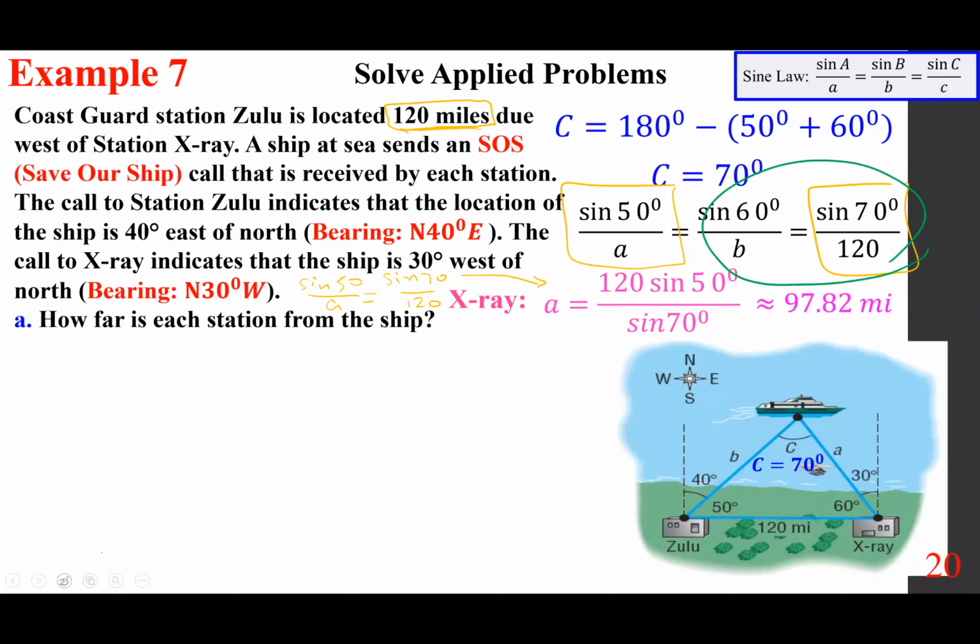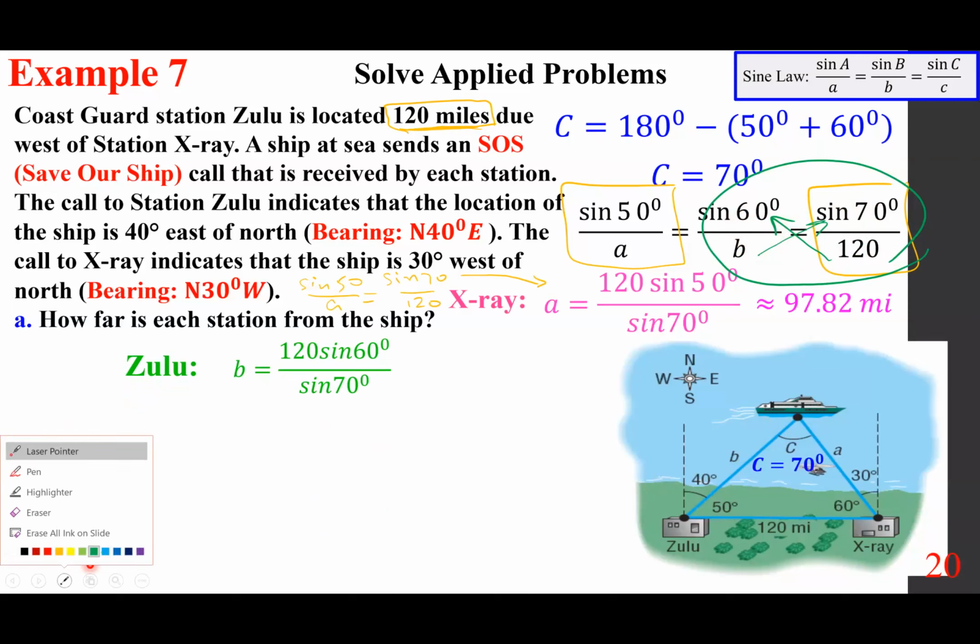If I use these two and do the cross product, everybody, B times sine 70 is 120 times sine 60, so 120 times sine 60 divided by sine 70 is B, and B is the distance from the Zulu station. So this one. I hope everybody is clear on that. Maybe I quickly write this.